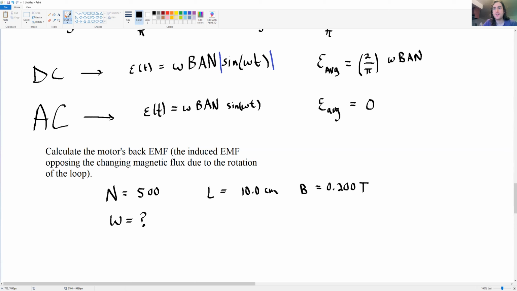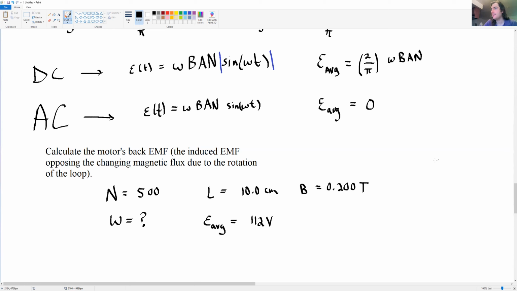At what rotation speed, what value of omega, will we get an average EMF equal to 112 volts? So something similar to a voltage you might get from the outlet. Of course, your outlet is AC, alternating current, not DC. So this is the question here.